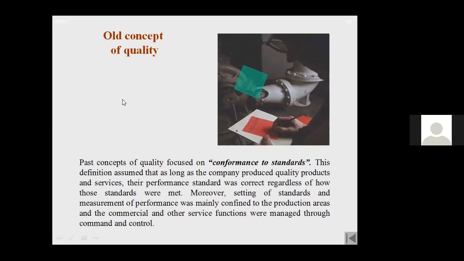So what I mean to say is the quality standards are not only confined to the production area. Now they are beyond the production. They are even into the commercial areas now. Sales. How do we achieve good sales? After sales service, sales promotion. How to promote sales. This is a part of the quality management area. How to improve the quality of the sales.